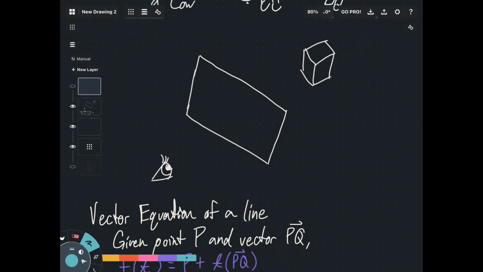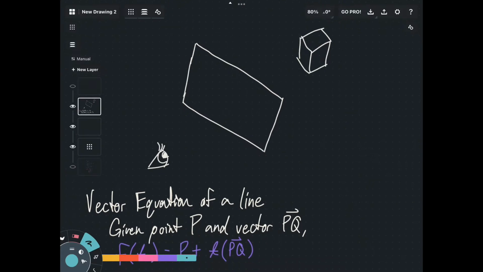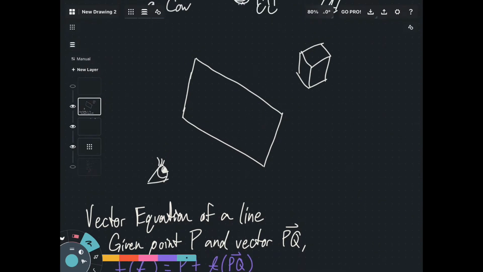Alright, what is rasterization? Rasterization is when you have a bunch of points in 3D space, and you project them onto a 2D plane in order to form an image. So here we have an eye, very cute eye, and here we have a box in space, very cool. And here we have a plane, and this is a plane in 3D space, very nice.